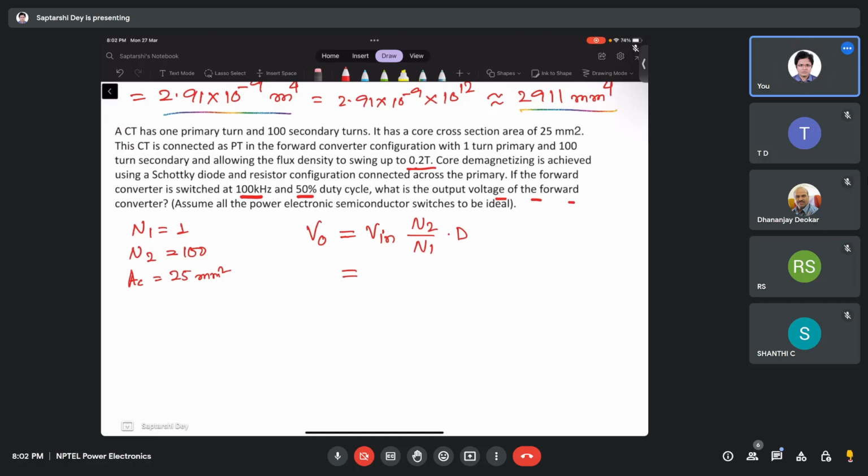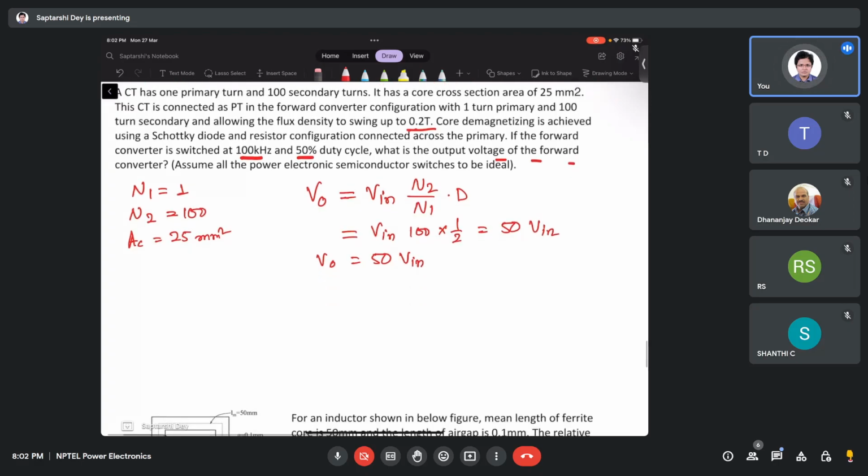Just a minute. 50% duty ratio is given. Okay, so N2 by N1 is 100 times half, so 50 V in, right? So we know that V output is 50 V in, so we have to find out the input voltage. So how to find out the input voltage? Input voltage they have indirectly told by giving this statement, allowing the flux density to swing up to 0.2 Tesla.